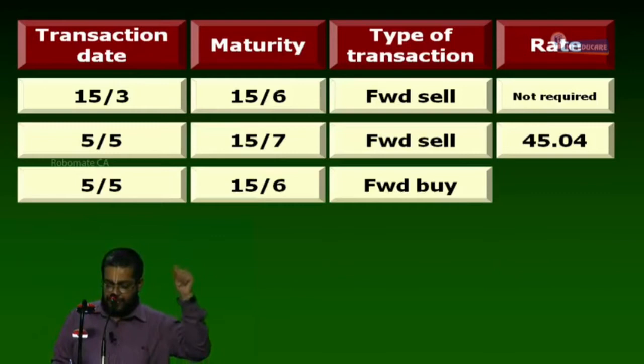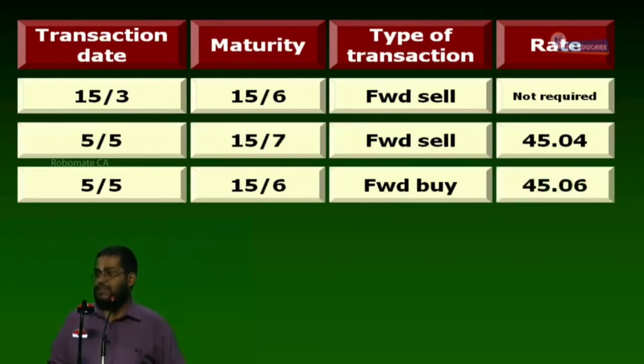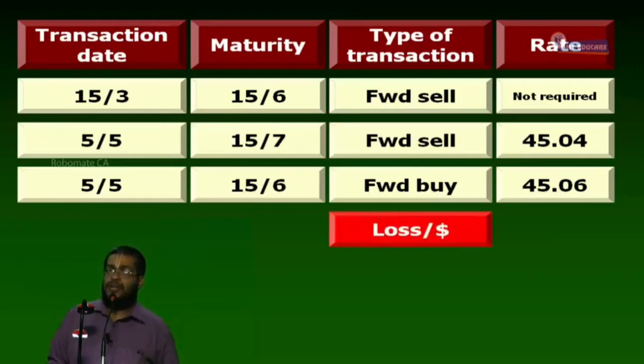Today if I buy on 5th May, I pay how much base? 45.02. But I want to buy on 15th June. What is the June mid forward offer rate? 45.06. Answer me. Is it a gain or loss? Loss. Loss per dollar is 0.02.